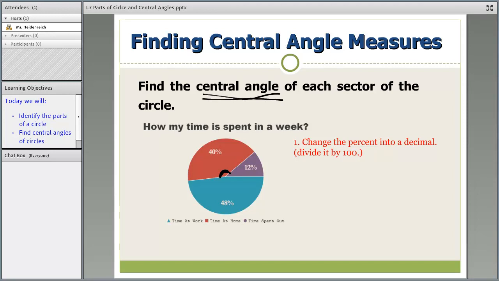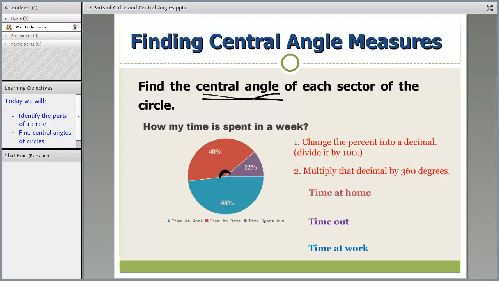So if you know that the whole entire circle is 360 degrees, and you know that, say, the red sector is 40% of that, then you just need to find 40% of 360 degrees. So the first thing we're going to do is change our percents into decimals and then multiply those decimals by 360 degrees. So here's an example.